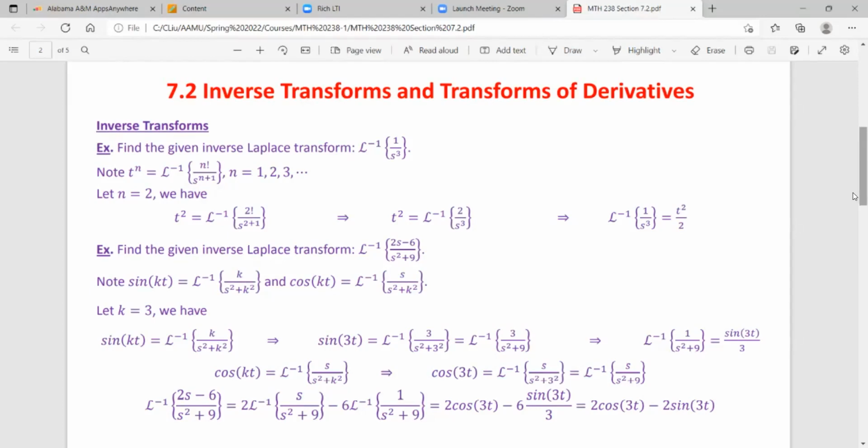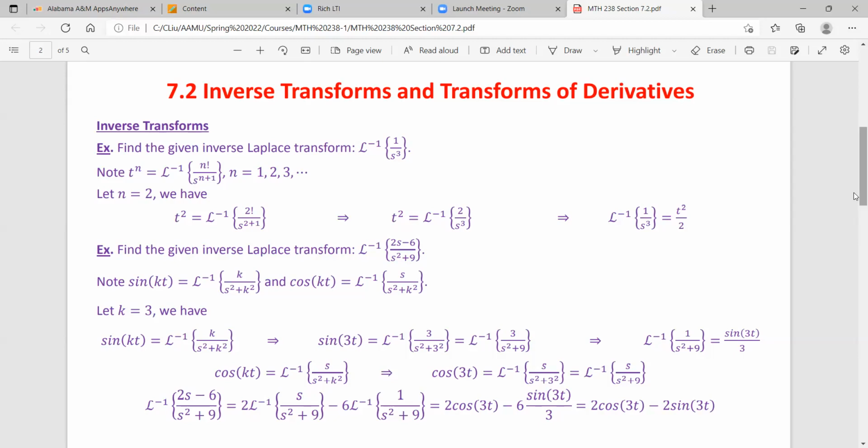So if you divide by 2 on both sides, you can take out any constant from the inside and then divide by 2. So we got the inverse Laplace transform of 1 over s cubed is just t squared over 2. So that's the answer.